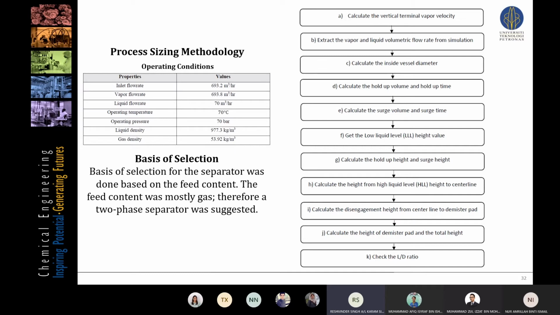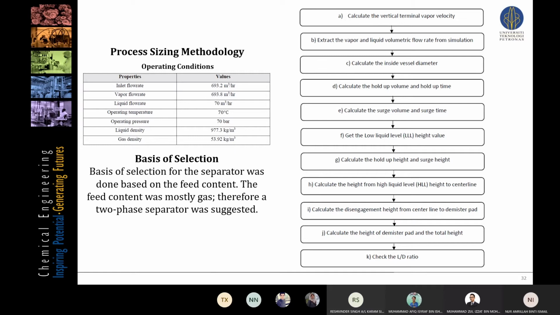After that, the hold up height and surge height are calculated using some equations. Then the height from the high liquid level to the center line, which is the inlet nozzle or the feed, is calculated. Then the disengagement height from the center line to the demister pad is also calculated. Lastly, the height of the demister pad and the total height are calculated. However, one of the most important things in the whole process sizing methodology is checking the L/D ratio, or length to diameter ratio. Now moving on to the selection criteria.